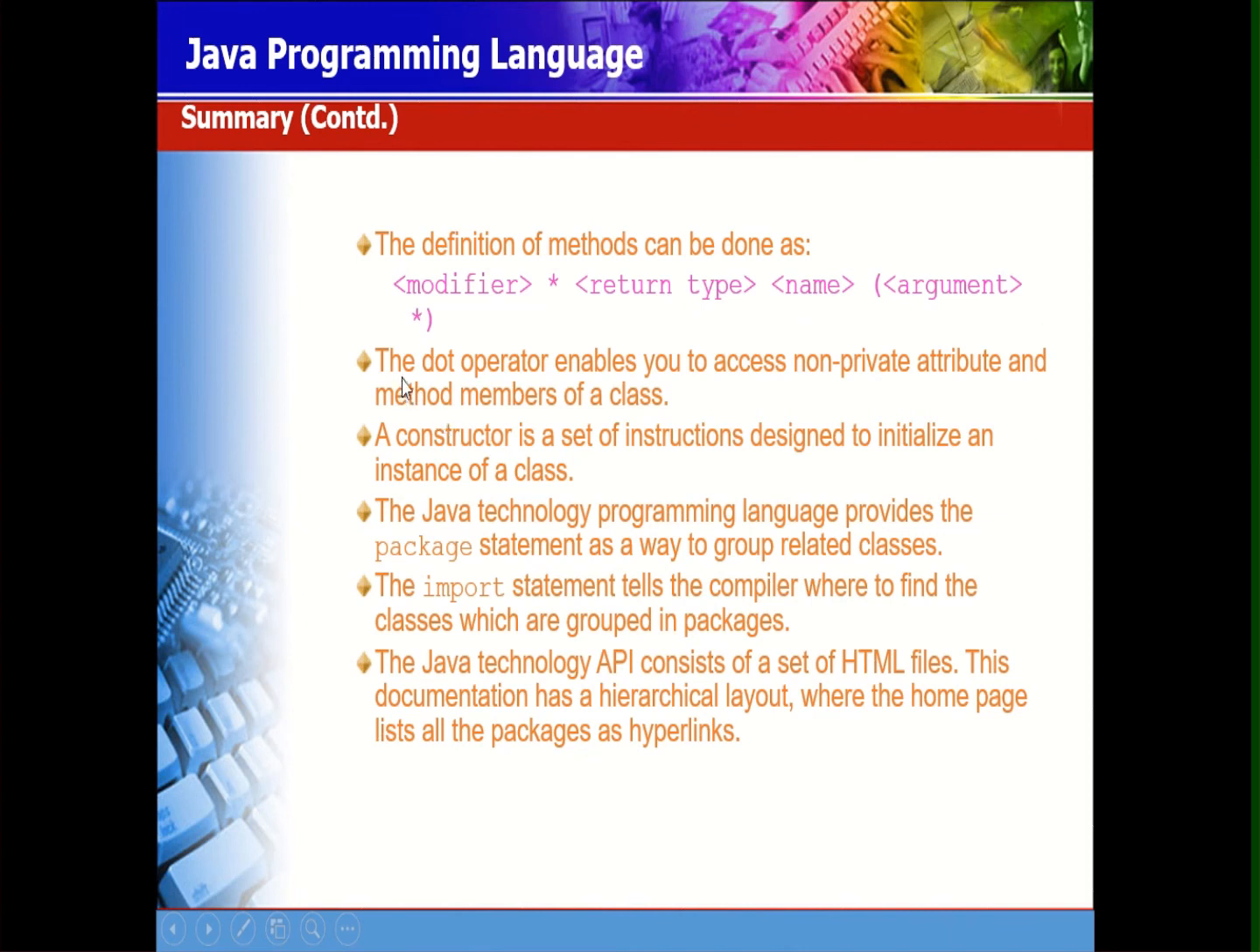The main point, the dot operator, enables you to access a non-private attribute and method member of a class. A constructor is a set of instructions designed to initialize an instance of a class. The Java technology programming language provides the package statement as a way to group related classes. We use import statements that tell the compiler where to find the classes which are grouped in a package. The Java technology API consists of a set of HTML files. This documentation has a higher layout in which the home page lists all the packages as hyperlinks.